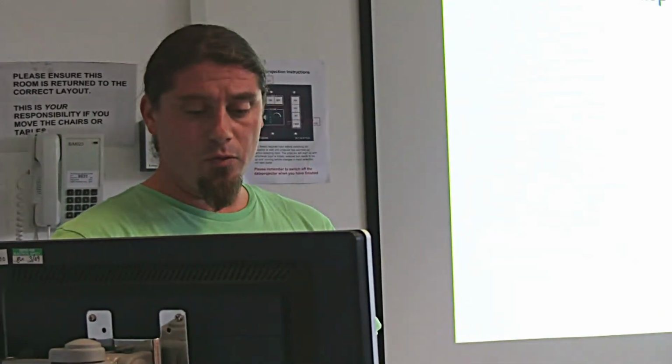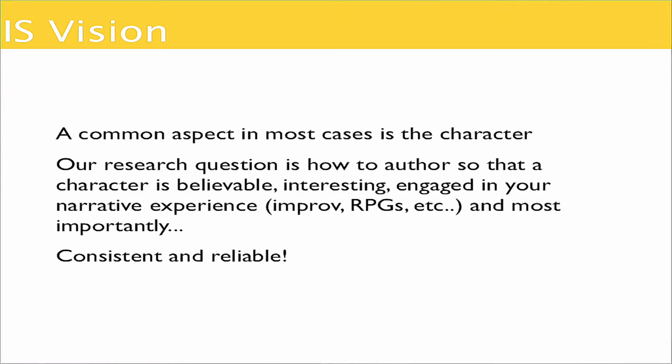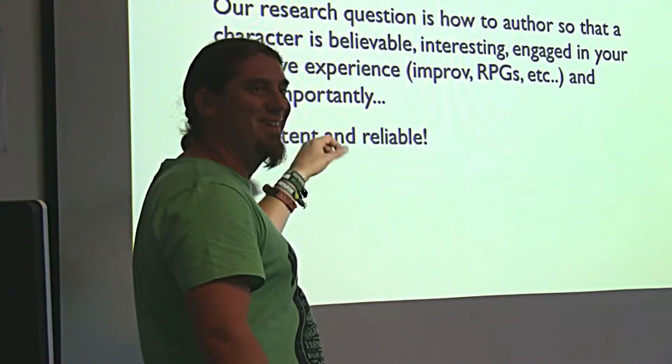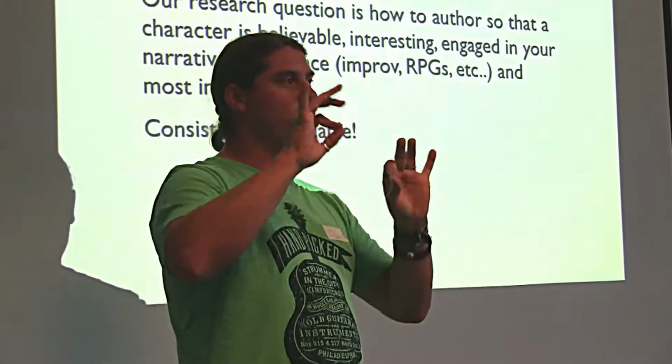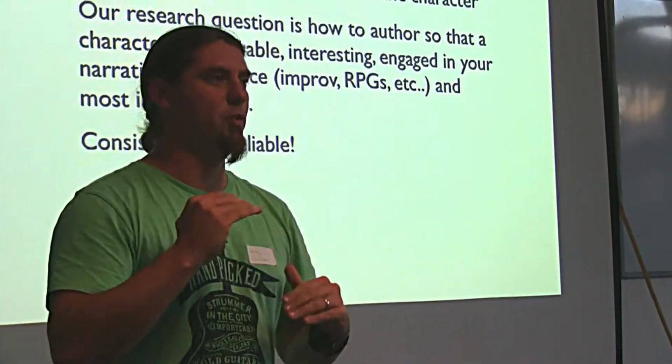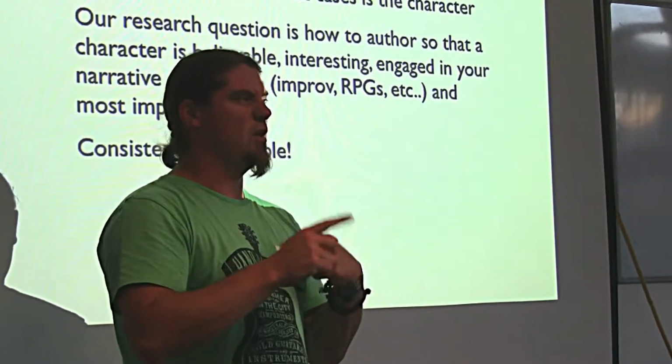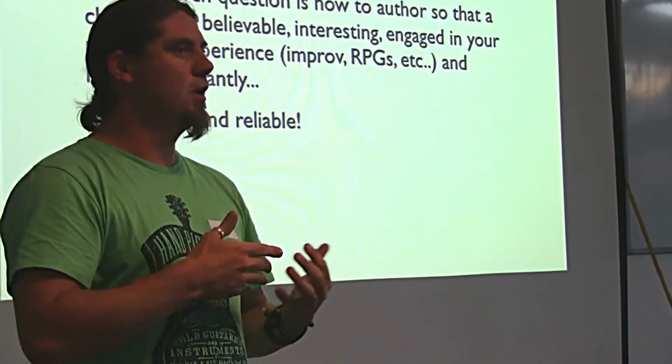So, the reason why we want to do interactive storytelling and synthetic actors is that obviously a common aspect in most cases is the character. And so, what do you need in order to describe, author the character that is believable, interesting, engaged in your narrative experience, and consistent and reliable? The consistent bit is a very important bit. If you start to author through branching, you're going to have to consider so many different options that at some point you're going to lose the plot, and at some point your character is going to make decisions that are not really reflecting what it should be making.